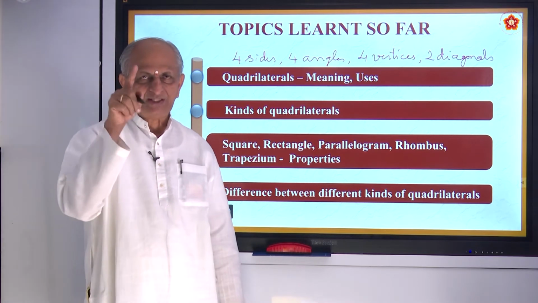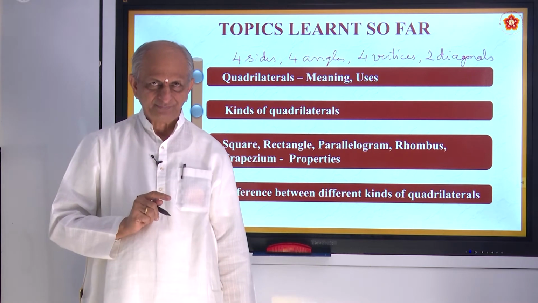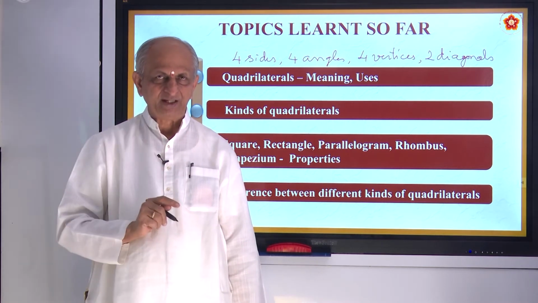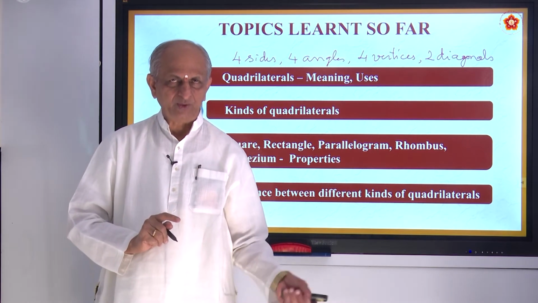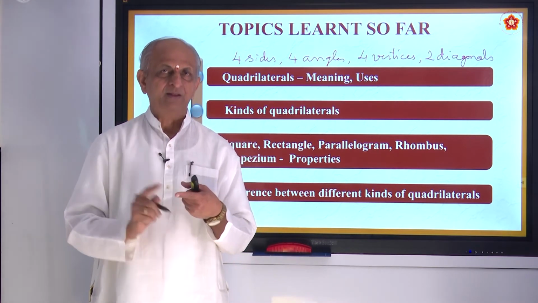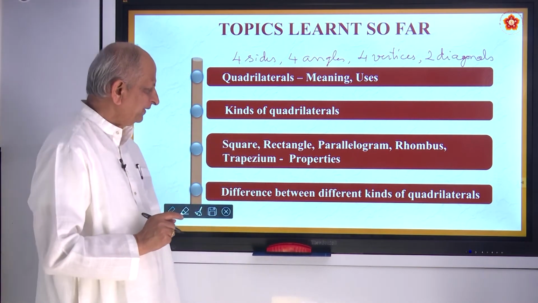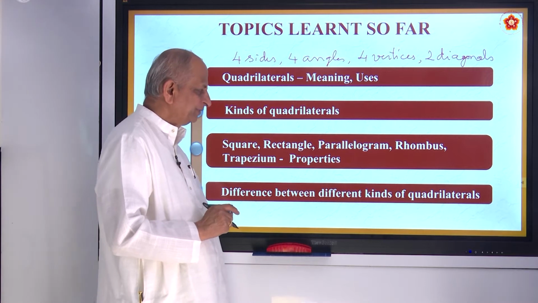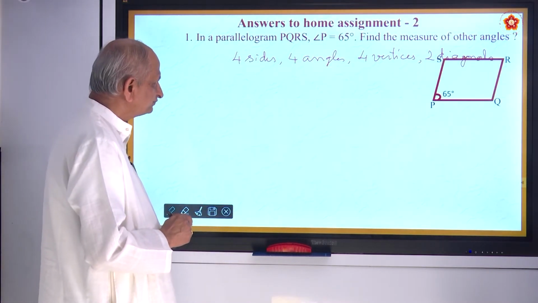In a rhombus, all the sides are equal, but the angles are not 90 degrees. But the diagonals bisect at right angles. But the diagonals are not equal. In a square, diagonals are equal and bisect at right angles. Like that, you must be able to tell the difference between the different kinds of quadrilaterals.